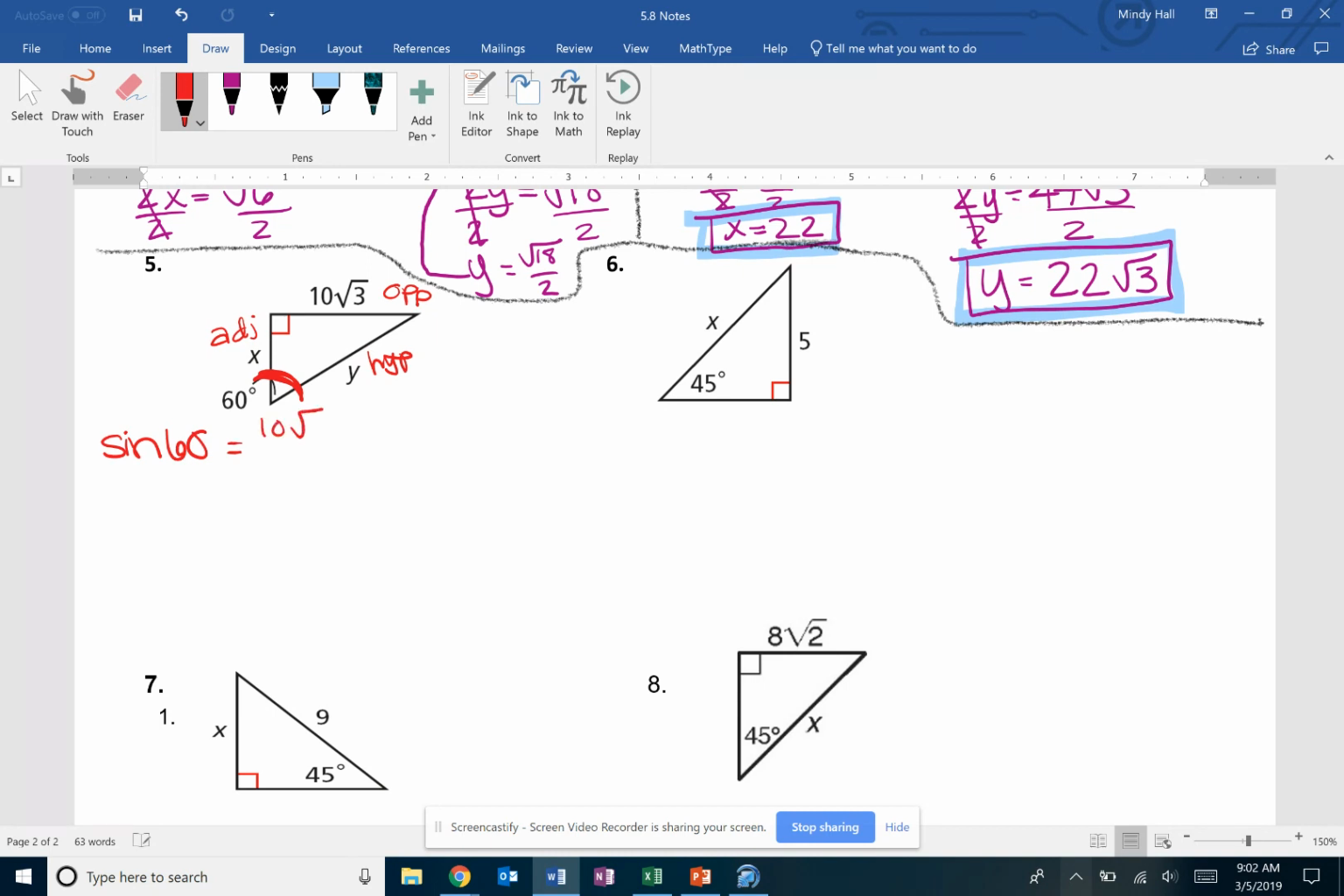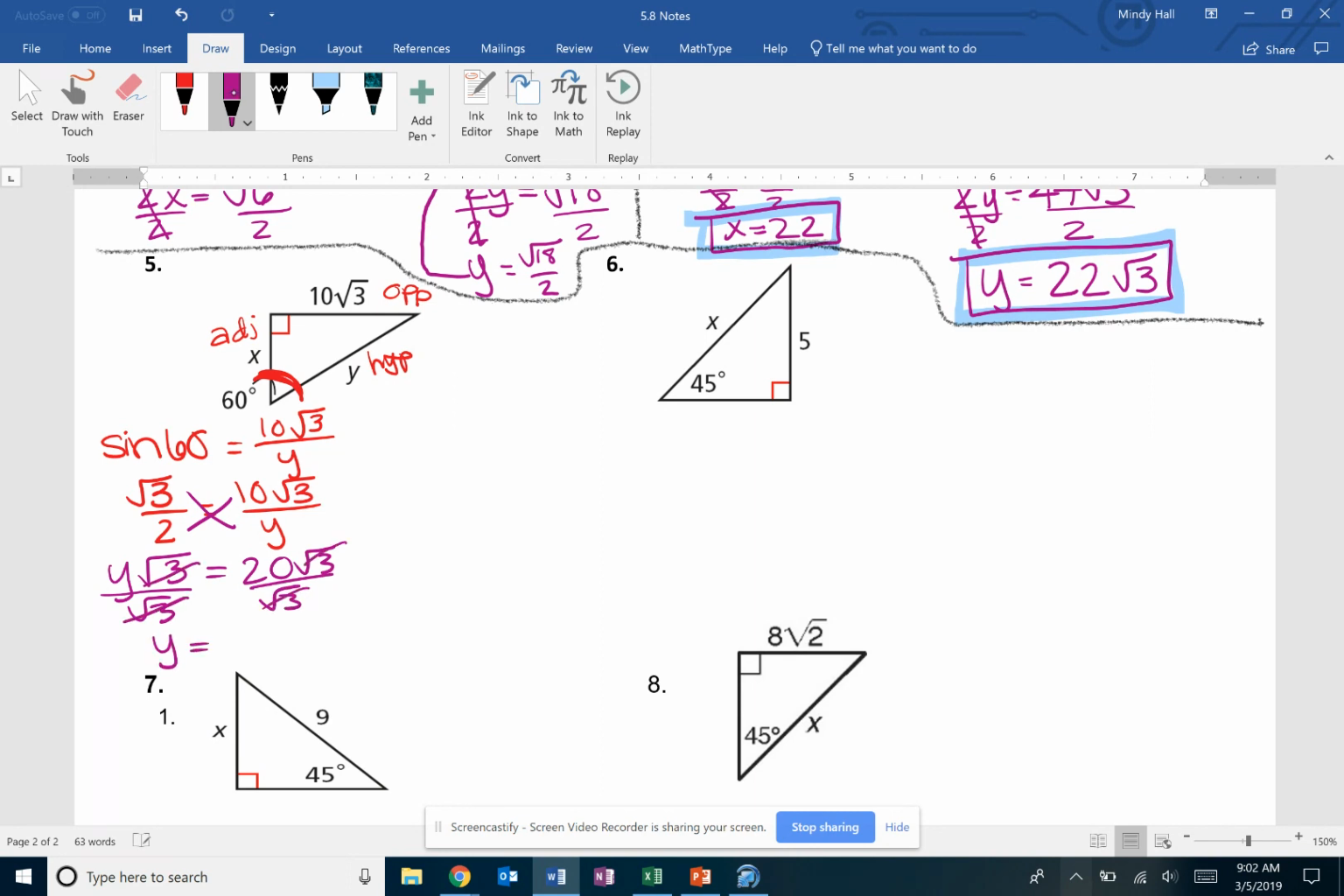So my opposite, 10 square root 3 over y. So sine of 60, again, is going to be the square root of 3 over 2. If you don't believe me, check your chart. I promise that's what it is. So we have square root 3 over 2 equals 10 times square root 3 divided by y. So when we cross multiply, we have y times square root 3, 2 times 10 is 20 square root 3. So then, because the y is getting multiplied to that radical 3, we're going to divide by the square root of 3. So we have y equals, that cancels out to just be 20. Yay, I love when that happens.